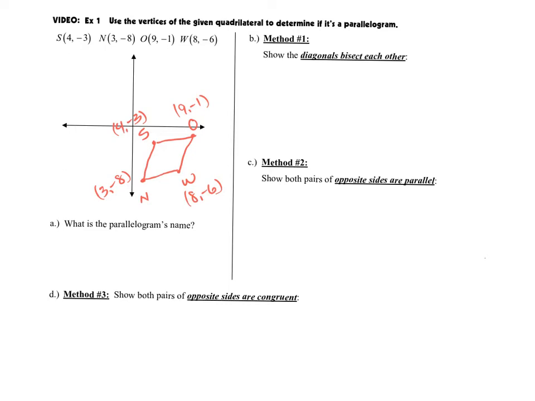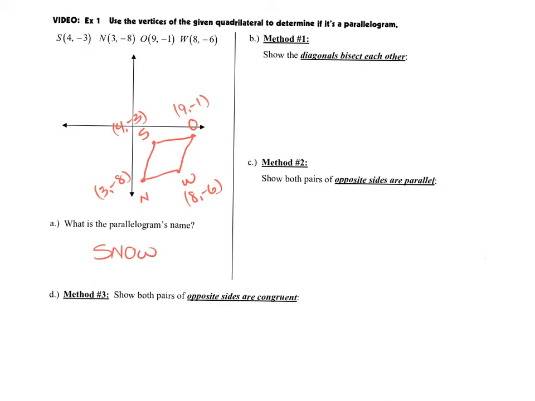All right, so when we want to identify what this parallelogram's name is, remember that we need to pick any vertex and go around. It doesn't matter which one we start at and it doesn't matter the direction we go. We just need to be consistent. So I'm going to name this one Snow, S-N-O-W.